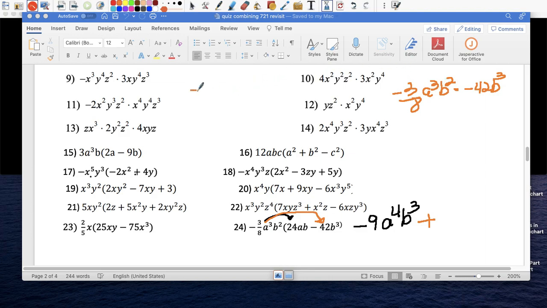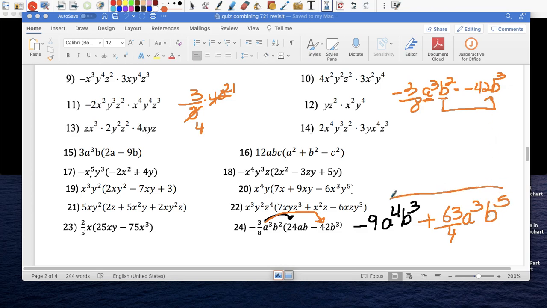Can we simplify? We're multiplying 3/8 times 42. We can divide this by 2, which gives 4, and this is 21, and that's as far as you can go. So 3 times 21 is 63, and we're going to get 63 over 4. And the variables, well, a cubed multiplies with no one. But the b to the 2nd power and b to the 3rd power can change to b to the 5th. So that's the answer for number 24.